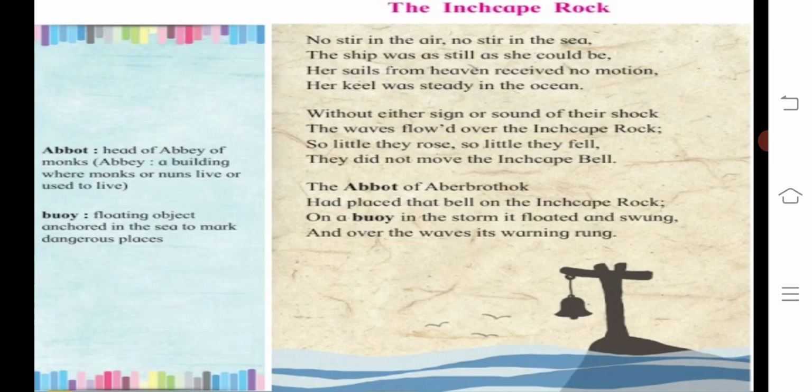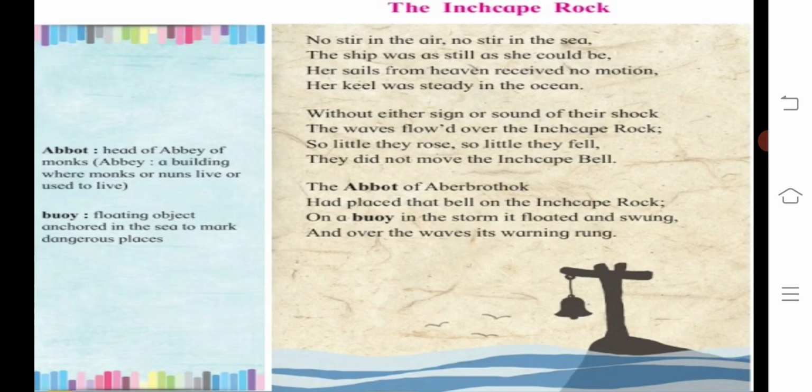So little they rose, so little they fell. They did not move the Inchcape bell, and as they were rising very little, there is little flowing of them. Because of that, the danger line of Inchcape bell means Inchcape bell's design was like that.